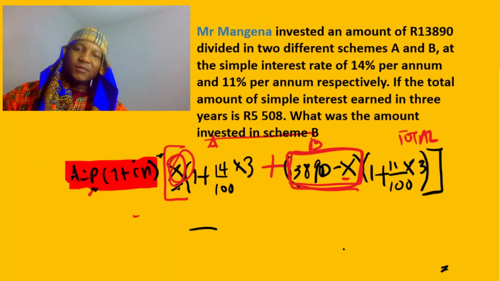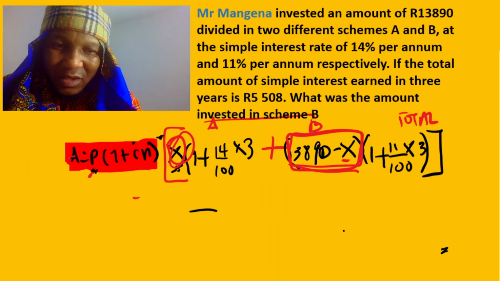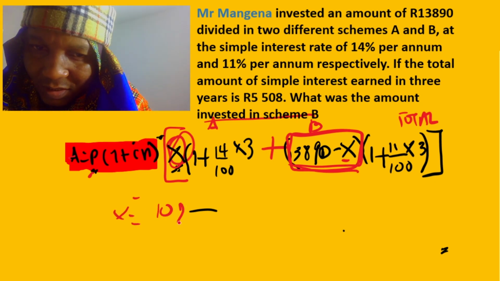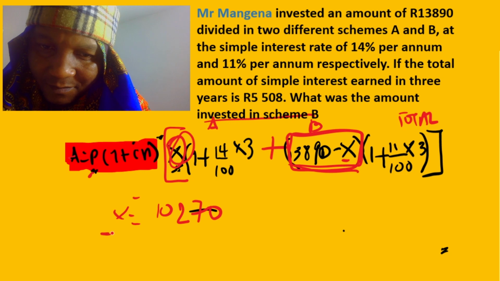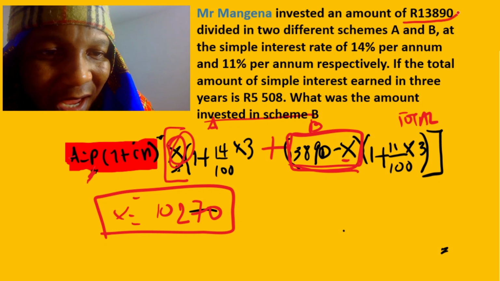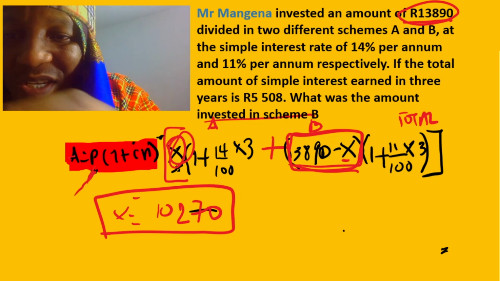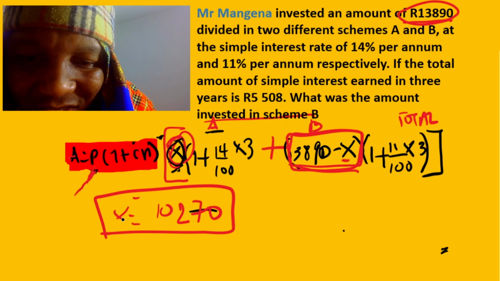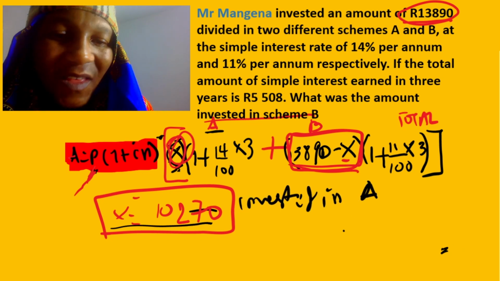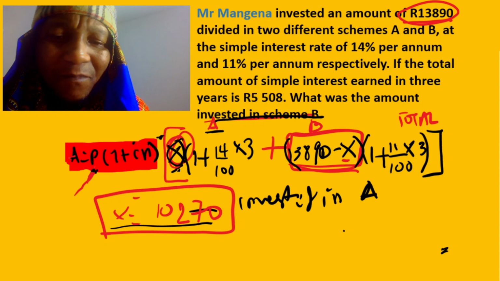Okay, look, we go back now. The value of x I got, x equal to 10270. So x represents, what is P? P means principal. When you take all of this amount and invest in A and B, the amount invested is always the principal. So the principal for scheme A was x, which is this. So this is the amount invested in A. But they don't want A. They want the amount invested in scheme B. What is scheme B?